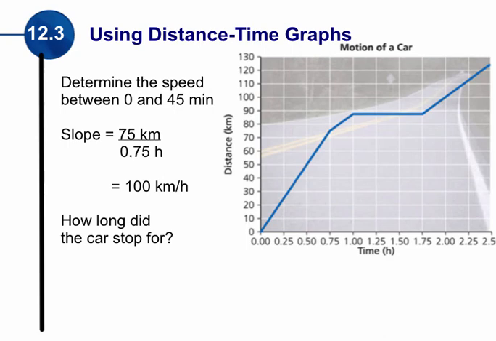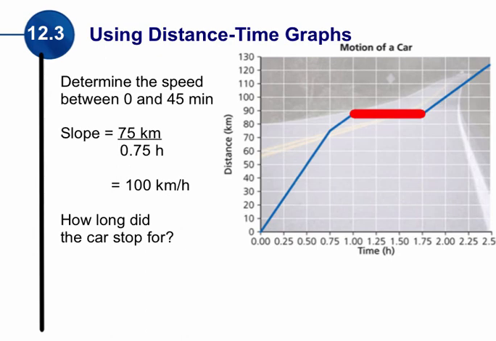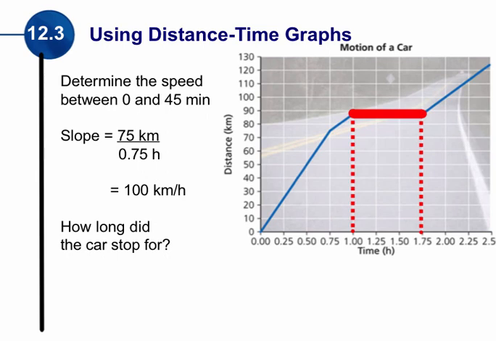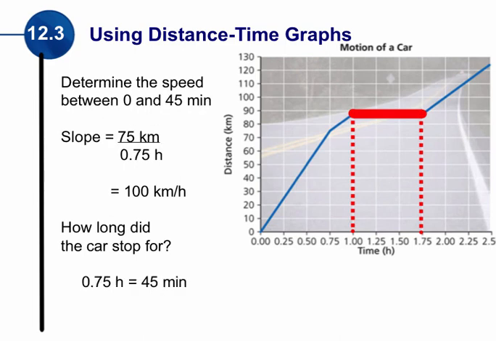Well, what if we wanted to find out when the car stopped? Well, remember, the motion of a stopped vehicle or stopped object is when it is a flat line. Well, the flat line is going to occur right there, between those times. Well, just read down on the graph. How long did this car stop for? Well, it stopped at the 1 hour mark, started going again at the 1.75 hour mark, 0.75 of an hour, or 45 minutes, just interpreting that graph.